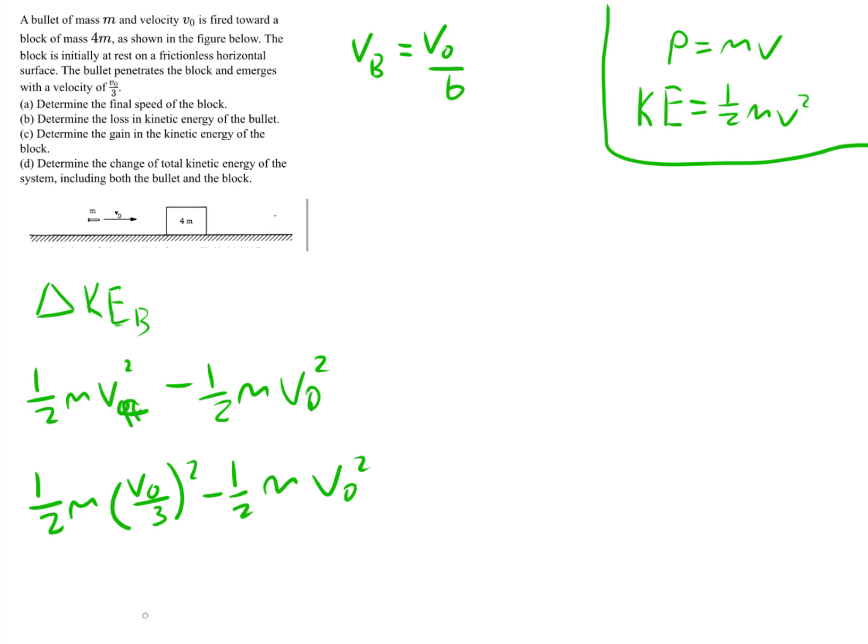Now if you just simplify this, you should get that it is equal to minus 4/9 m v squared. And so the loss of kinetic energy of the bullet is equal to minus 4/9 times its mass times the initial velocity squared. So I'm going to write that up here. Change in kinetic energy of the bullet is equal to minus 4/9 mass times the initial velocity of the bullet squared. And that's part B.